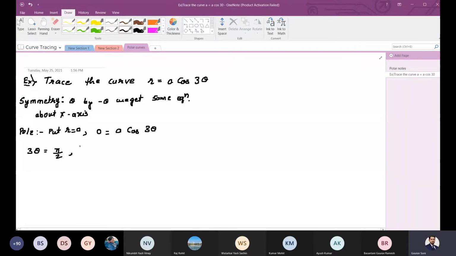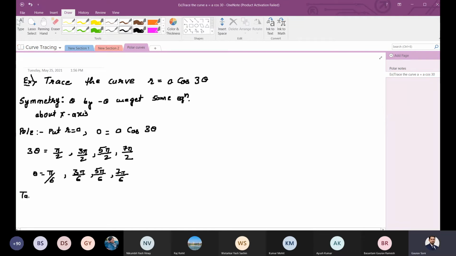And remember, the more values you take, the better. You won't get a wrong answer. So take too many values, no problem at all. Pi by 2, 3 pi by 2, 5 pi by 2, 7 pi by 2. So theta has to be pi by 6, 3 pi by 6, 5 pi by 6, 7 pi by 6.